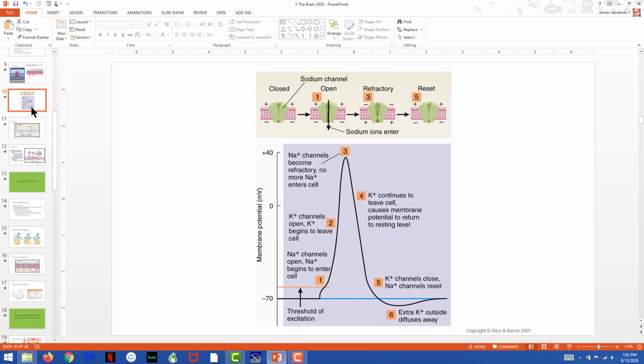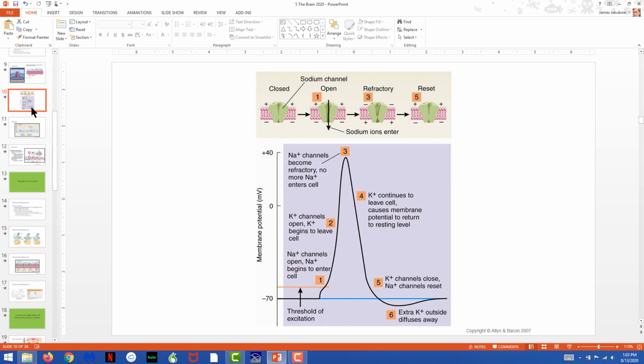Because that positively charged ion of potassium is leaving the cell. So you see here on this graph, the charge of the inside of the cell relative to the outside is going to start moving in the direction of negative. Eventually, the potassium will continue to leave the cell, and the cell itself is going to return to its -70 level. But eventually too much potassium is going to exit the cell at the very end, causing a hyperpolarization.